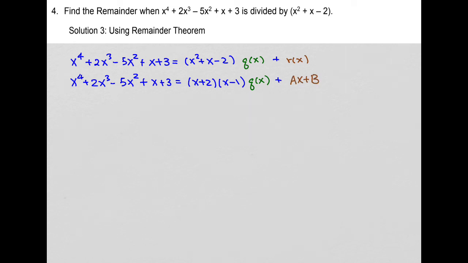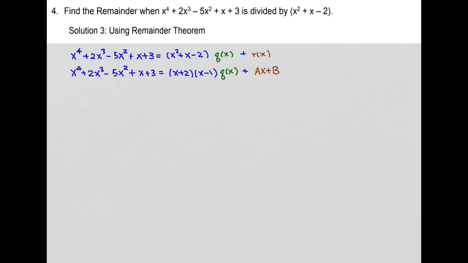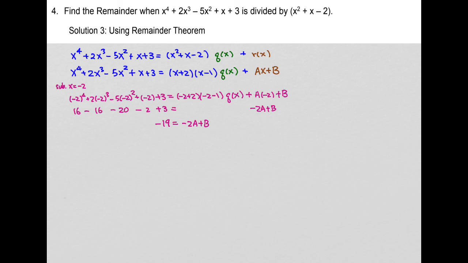Once again, if we want to find the remainder without using division, that means we want the product here to be a 0. That means x plus 2 will be 0 or x minus 1 will be 0. That means x could be a negative 2 or x could be a 1. Let's substitute x equals negative 2 into the division statement. So we're going to get to this line. Then we're going to expand and simplify. Now we have negative 19 equals negative 2a plus b. That's labeled as equation 1.